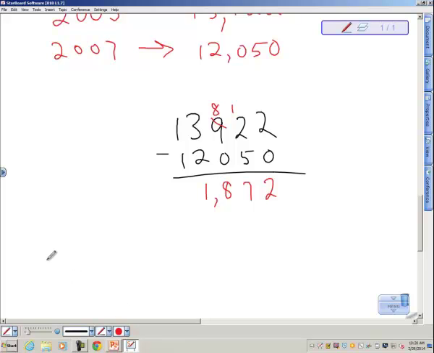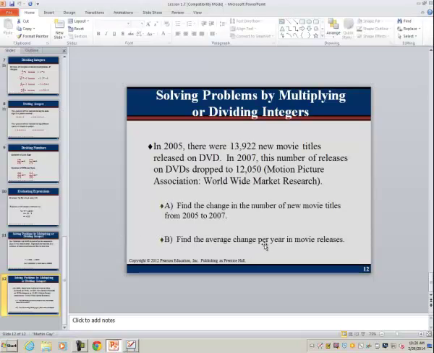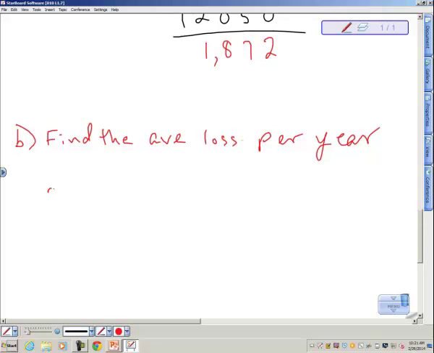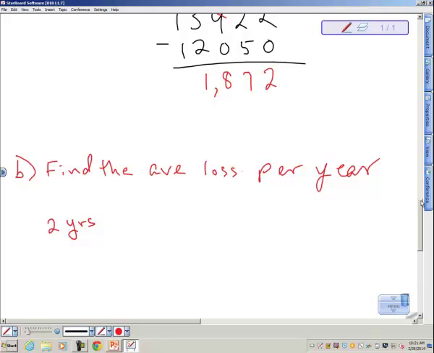Okay, questions with that? All right, now part B, it asks, find the average change per year. And how many years are we talking about? 2. Okay, so find the average loss per year. And since there were 2 years, we want to find the average. So what are we going to do? We're going to divide, right?